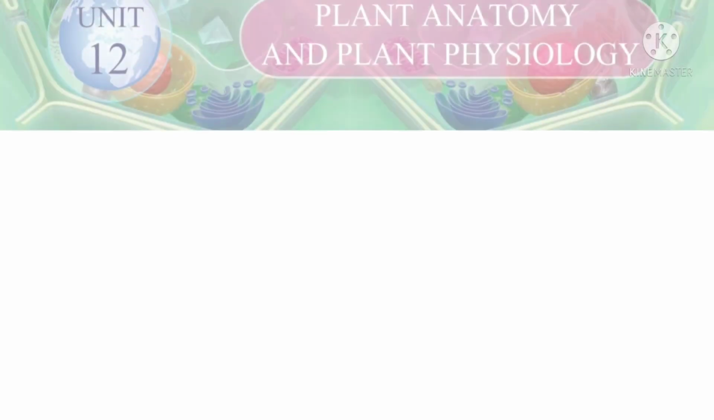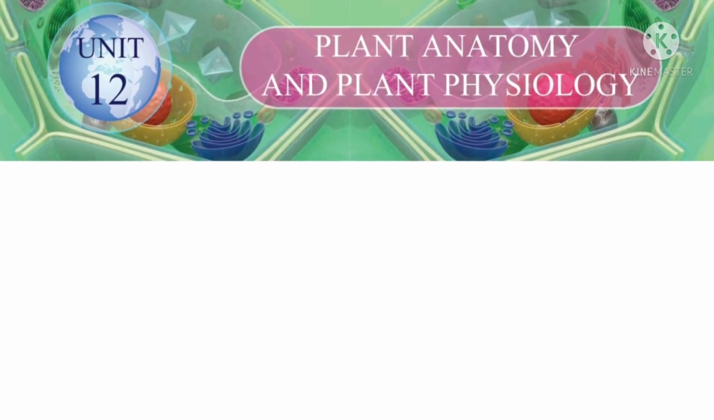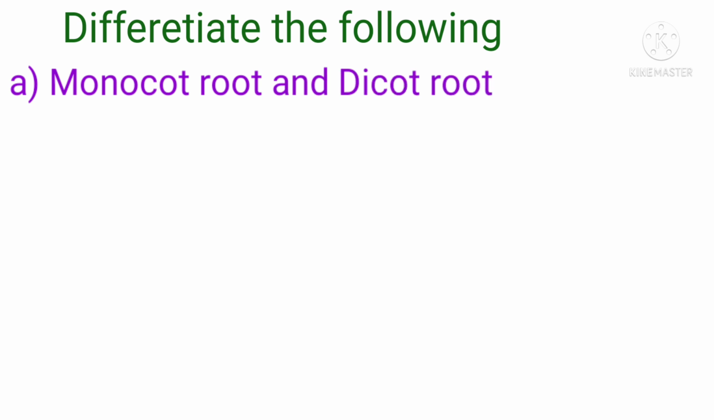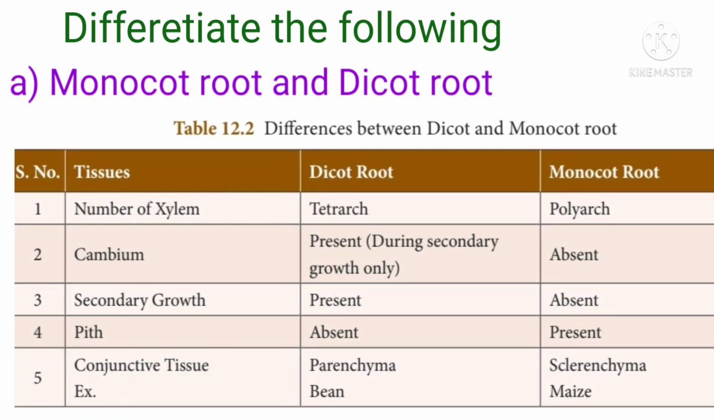Chapter 12, Plant Anatomy and Plant Physiology. Long answer questions. First question, differentiate the following. A. Monocot root and dicot root. Answer for this question is in page number 177. These are the differences between dicot and monocot root.